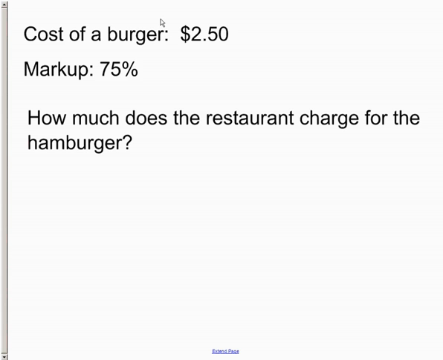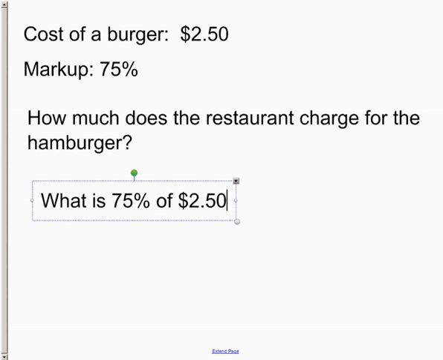Now, let's just say that you had a hamburger stand. I've got a friend up in New Paris that is running that. It's doing really well from what I understand. But let's just say that he knows that he's got to spend $2.50 on materials for that burger. If he only gets $2.50 for the burger, he's not going to make any money. So he's got to mark up the price. And he decides he wants to mark it up by 75%. So we've got to find out what 75% is of $2.50. And you know how to do that.